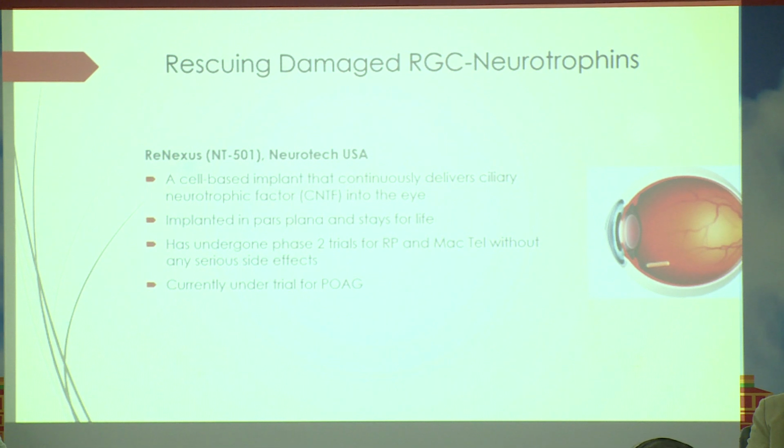A newer device, which is right now in one of the clinical trials, is the Renexus, a cell-based implant which is supposed to continuously deliver ciliary neurotrophic factor into the eye. It is implanted in the pars plana and stays there for life. It has gone through phase 2 trials for RP and macular telangiectasia, and currently it is also under trial for POAG. Let's see what the results are. We are still awaiting them.